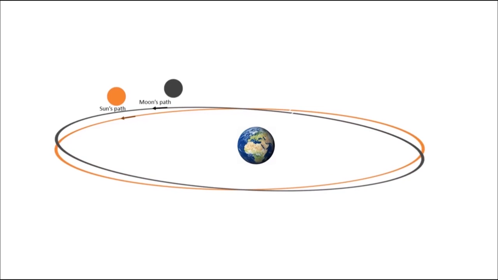But notice that the orbital plane of the moon is tilted about 5 degrees from the sun's orbital plane. The important point here is that there are 2 points where the 2 orbits intersect. They're called nodes. I'll mark them with red dots. If the moon happens to be at one of these nodes and at the same time is lined up with the Earth and Sun, then we'll have either a solar or a lunar eclipse.